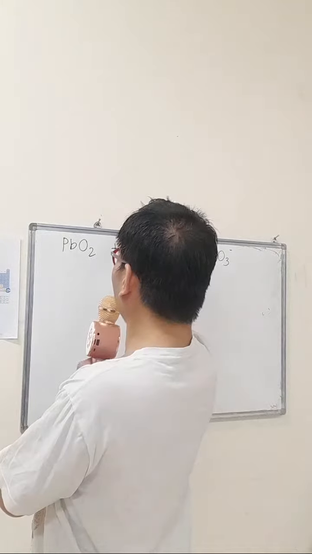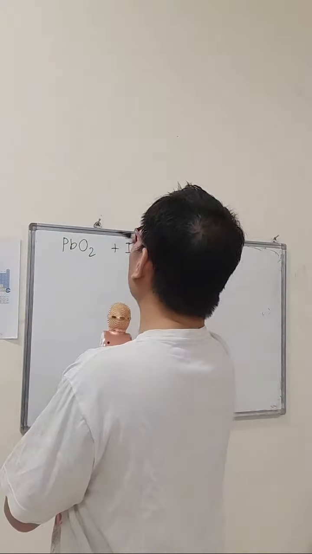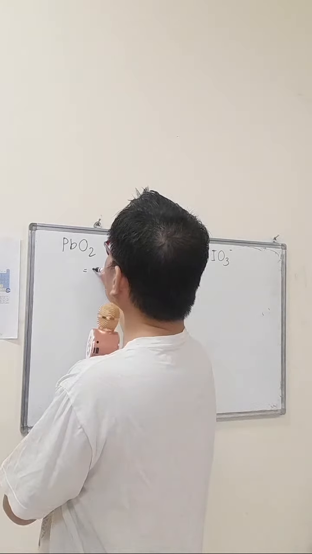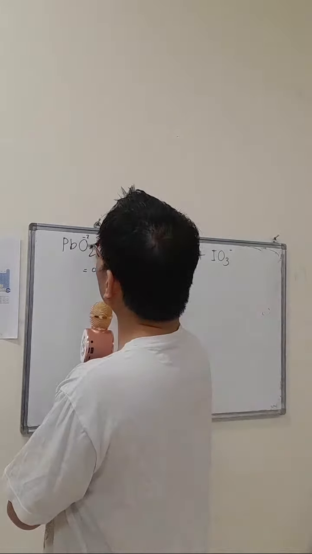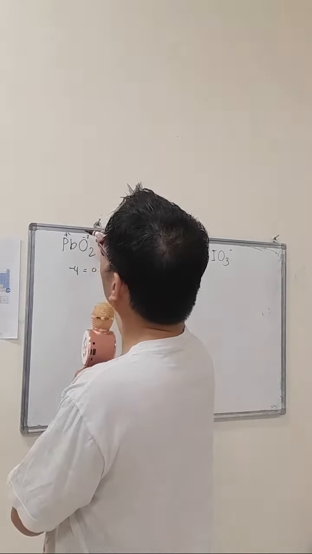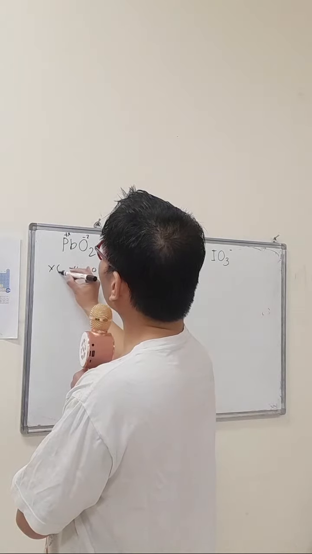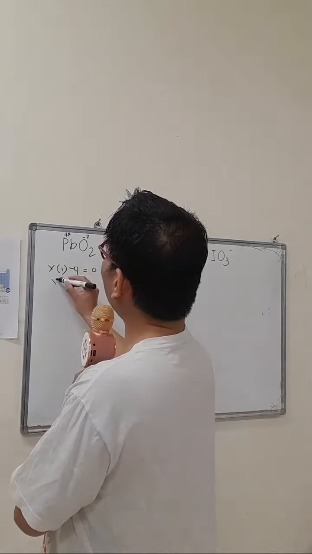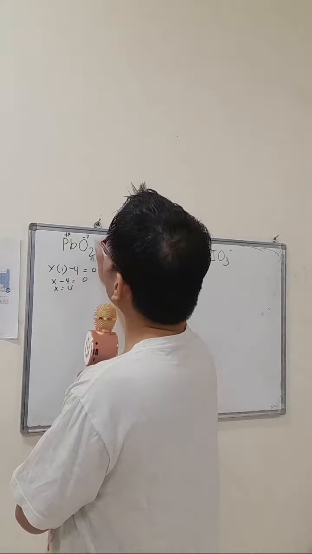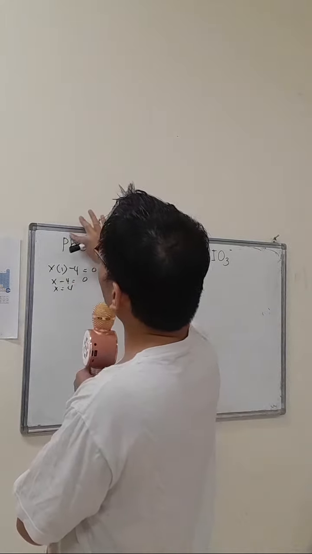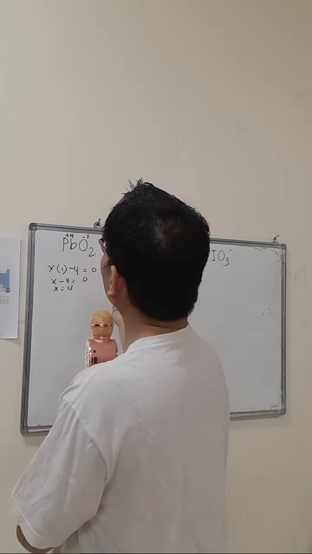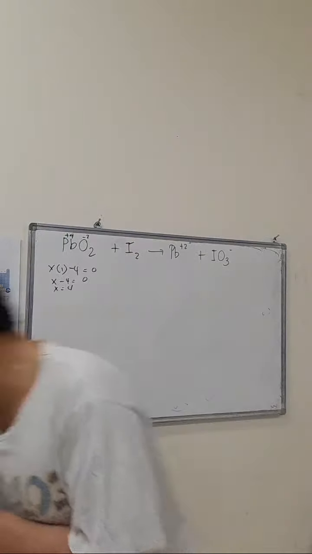So, plumbous oxide, overall charge is 0. Negative 2, times 2, negative 4, and then positive x for lead, so x times 1. Therefore x minus 4 is equal to 0, x is equal to 4. So therefore, lead has an oxidation state of positive 4.